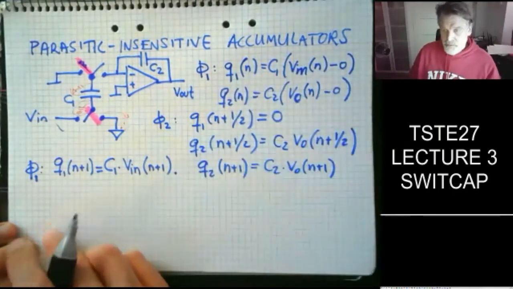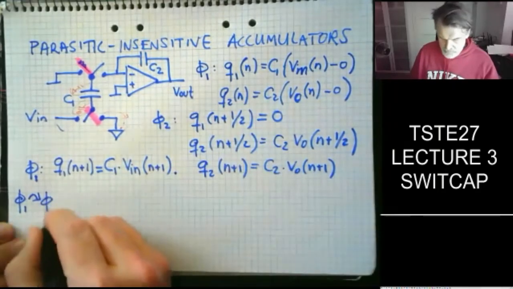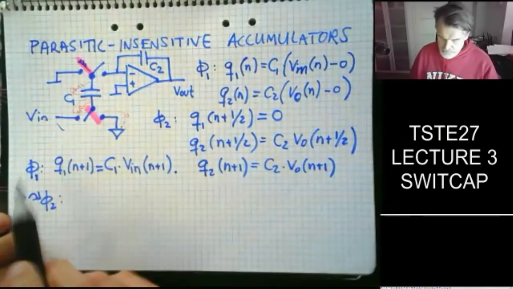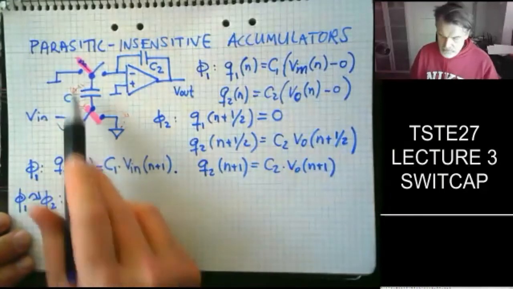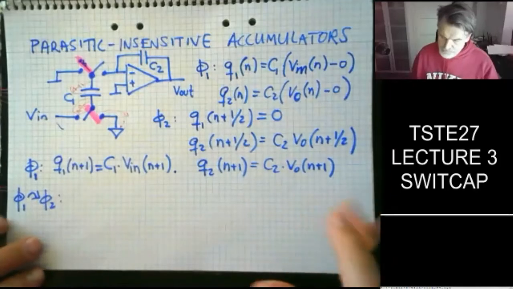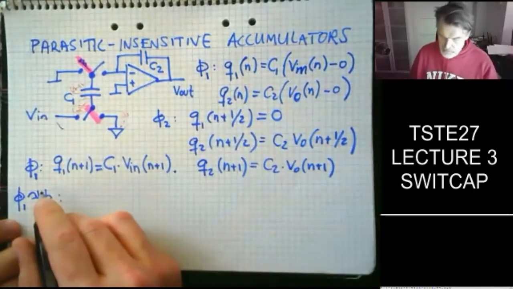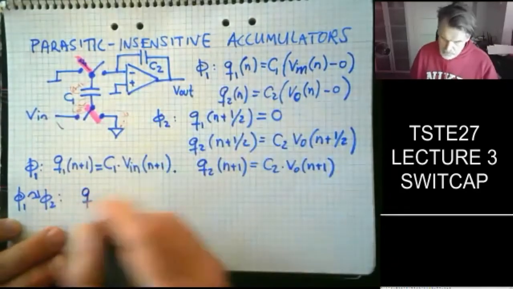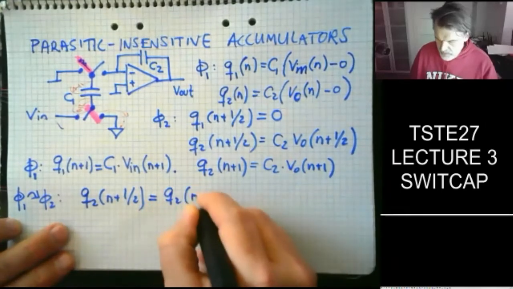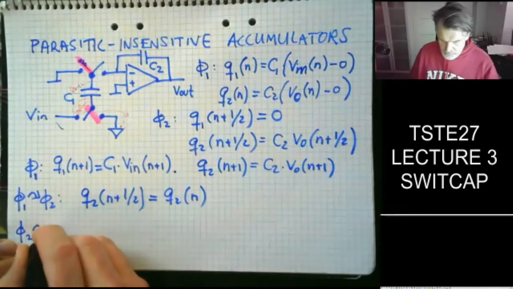Just replicating those. And then we look at the transitions from phi 1 to phi 2. What's happening there? Well, we already stated we're flushing charge here. As it looks now, we're losing all the charge we had, to be honest. So nothing is preserved on C1, but we have preservation on C2. So we know that then Q2 of n plus a half is equal to Q2 of n. And then we go phi 2 to phi 1.